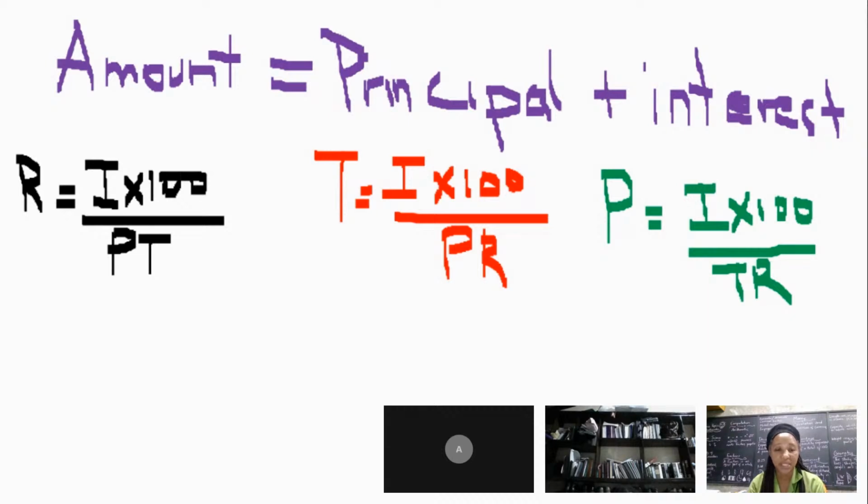The amount is the principal plus the interest. The rate is the interest times 100 over the principal times the time. The time, interest times 100 over the principal times the rate. And the principal, interest times 100 over the time times the rate. So let's put it to practice now.